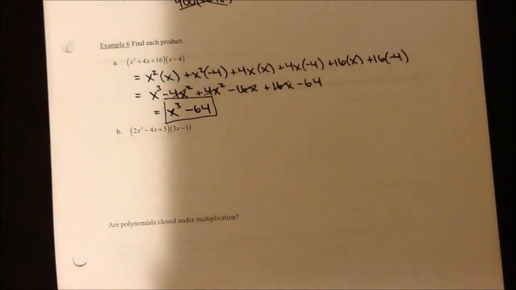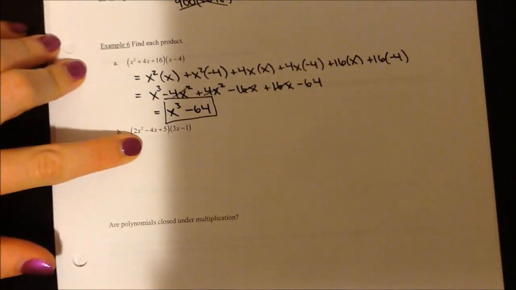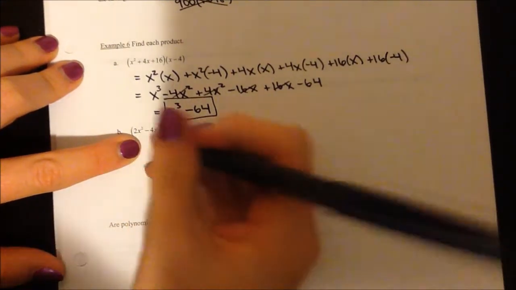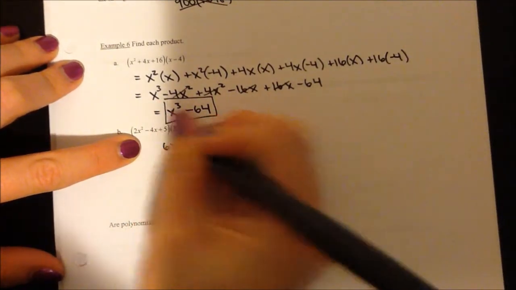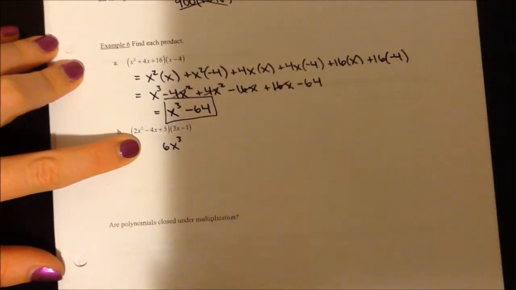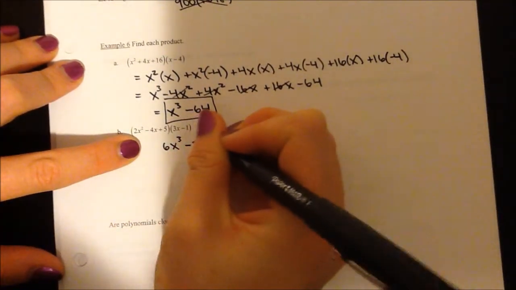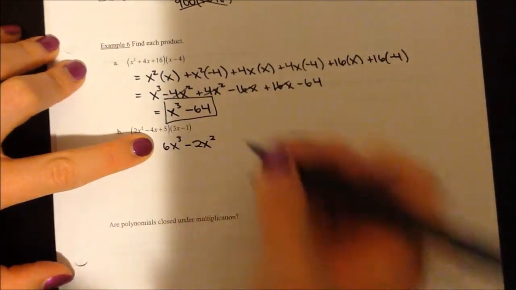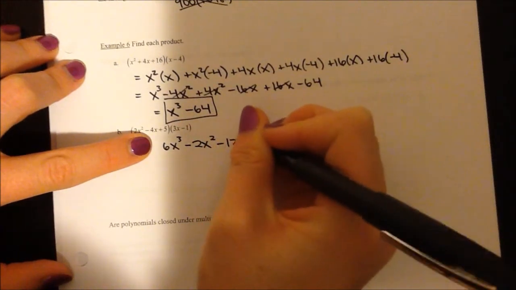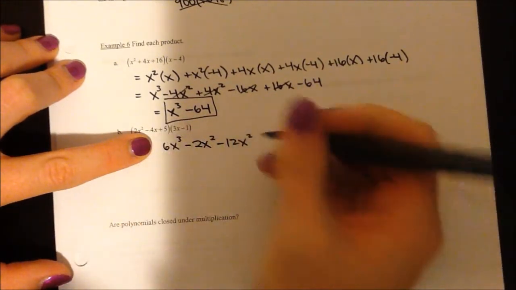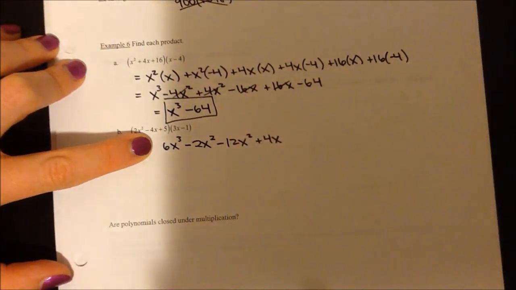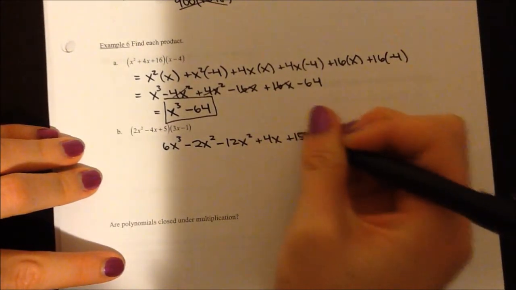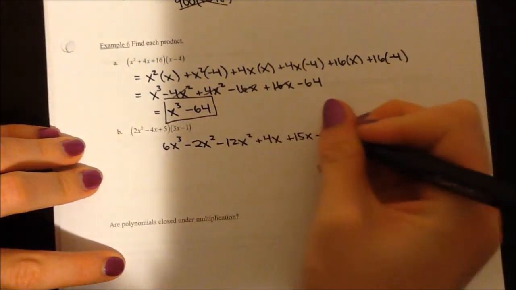All right, I'm going to do that again. I'm going to write out less work with this one, though. So I'm going to start with the 2x squared. So first I distribute it to the 3x. So 2x squared times 3x, I get 6x cubed. Okay, then distribute to the negative 1. And I get negative 2x squared. Okay, then move to my next term, the negative 4x. Negative 4x times 3x gives me negative 12x squared. Negative 4x times negative 1 gives me positive 4x. Okay, then I'm going to move to my last term, this 5. 5 times 3x gives me 15x. And then 5 times negative 1 gives me negative 5.